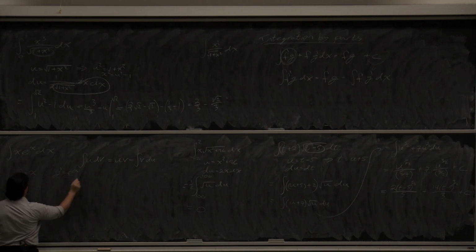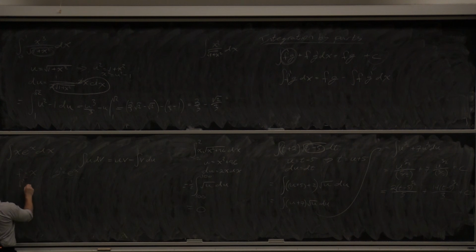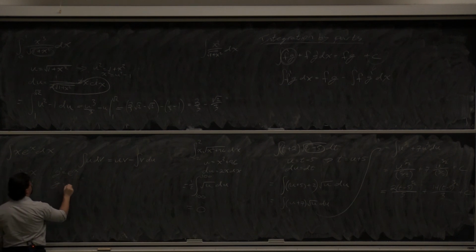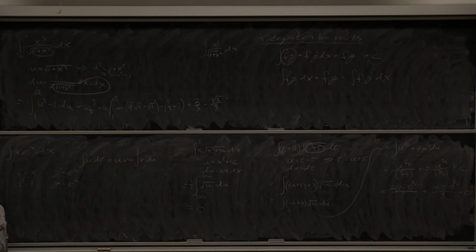Okay, so that's f and g prime. The derivative of f is equal to 1. The integral of g prime is g, which is e to the x. All you need is a single antiderivative. You do not need the plus c at this point.